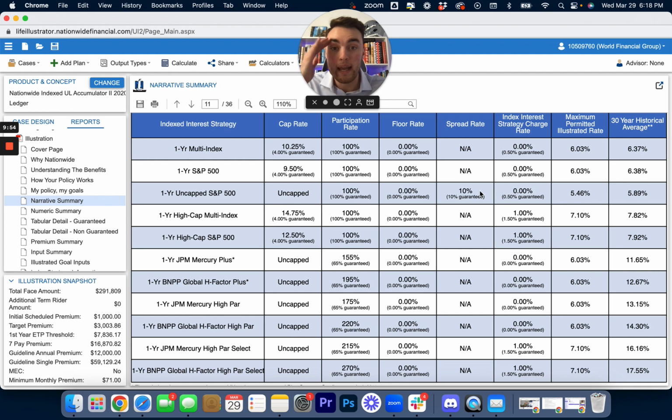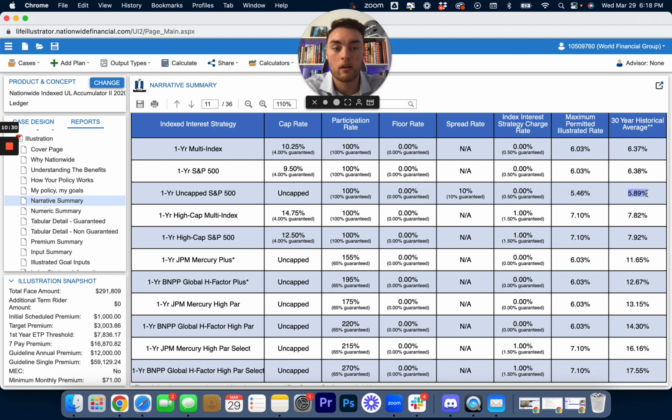Now, what agent or what individual in the right mind would see this 10% spread, look at what the 30-year historical average is on this, and say, the last 30 years, on average, this policy has done 5.89%. I don't make any money. I don't get credited any interest into my cash value accumulation account unless this policy performs over 10%. Yeah, let me go with that one. No, never, never, never.